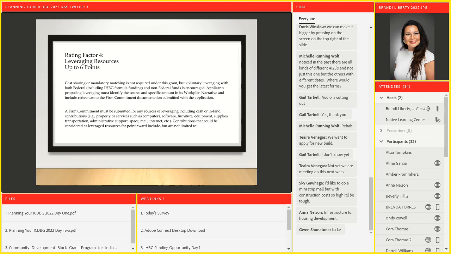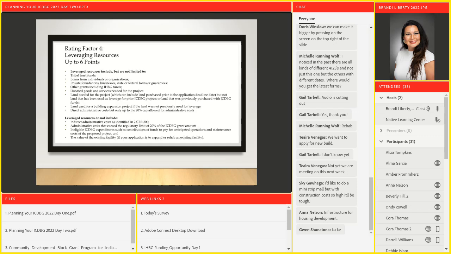So what is considered firm commitment? It must be submitted for any sources of leveraging, including cash or in-kind contributions, making sure that there's a dollar amount attached to that. Contributions that could be considered as leverage resources for points awarded include, but are not limited to, the following.